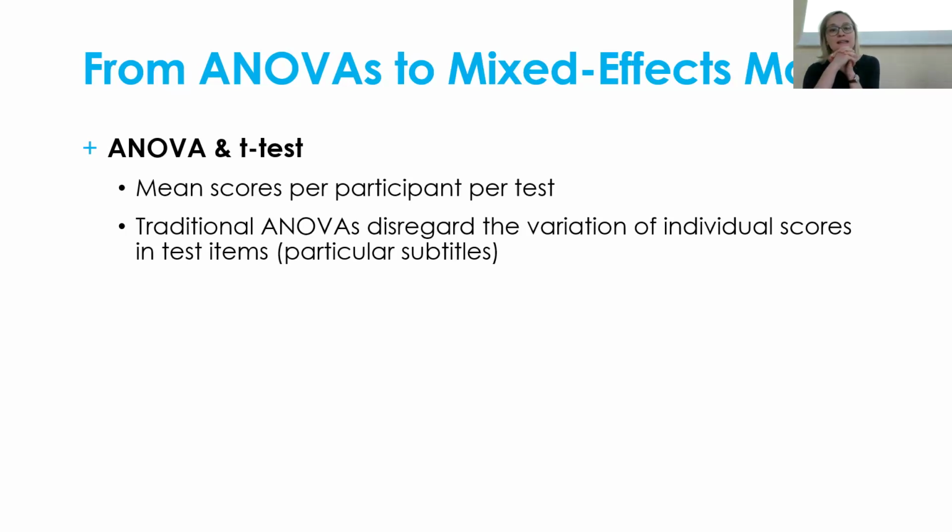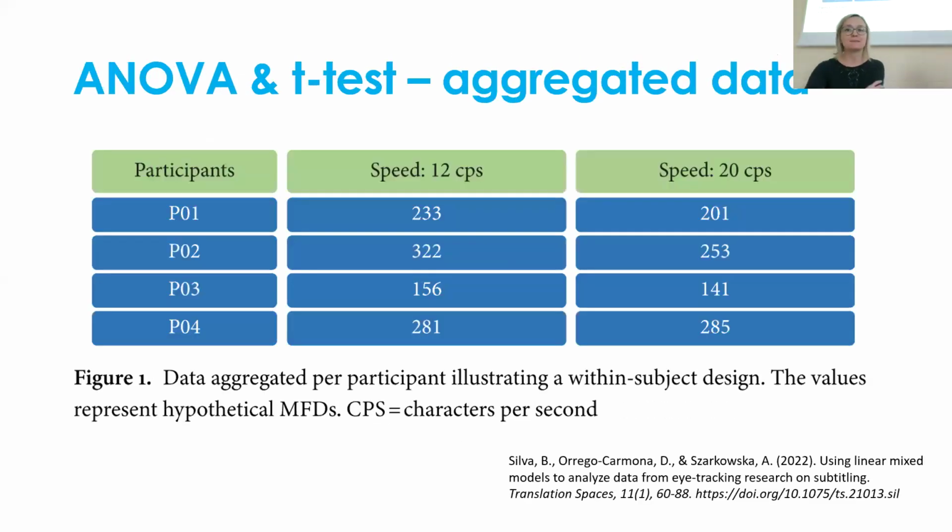So if you're doing a t-test for 2 groups of participants, or ANOVA, we have at least 3, let's say, put it simply, what you're interested in is a mean value per participant. So your data set looks like this, okay? So I have 1 row per participant. These values are made up values, by the way, for mean fixation duration. So we had 2 conditions. Participants watched 2 clips, one with slow subtitles and one with fast subtitles.